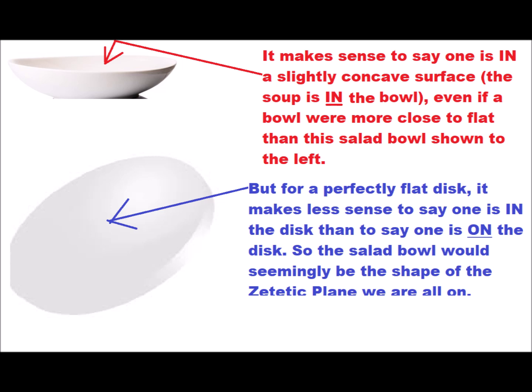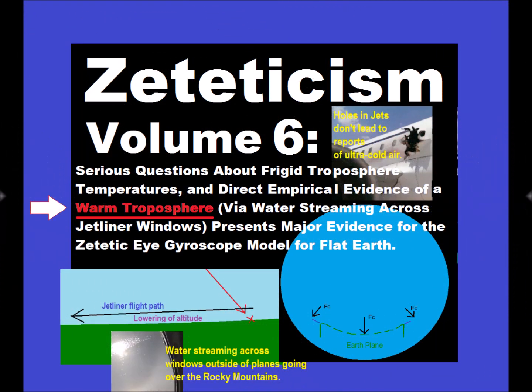It is merely the inner part of a spherical surface to such a degree that it is only best described as an embowment, or casually put, a bent or curved flat surface that does not necessarily represent a bowl, but where it would make sense to refer to things being inside of it, since things are inside of the curved, embowed plane, zetetic earth surface. There are many more things that could be said about the Zetetic Eye Gyroscope model, many of which have been said in volumes 1 through 5 and which will be said in future volumes that will be created.